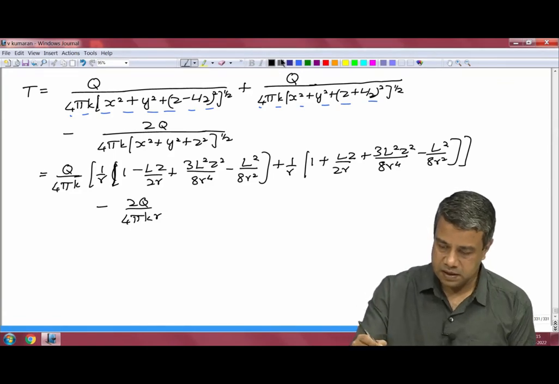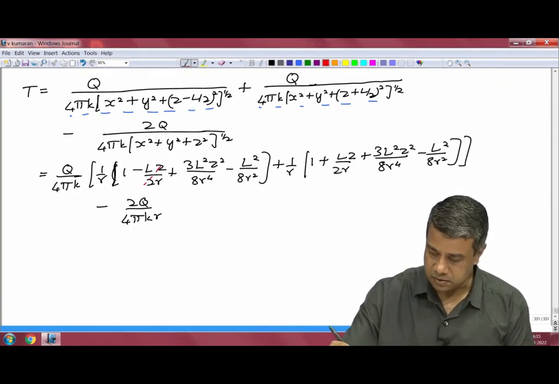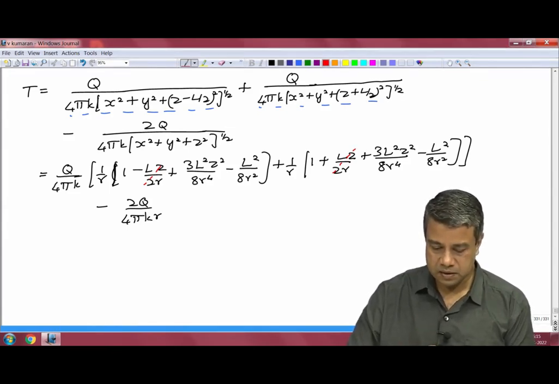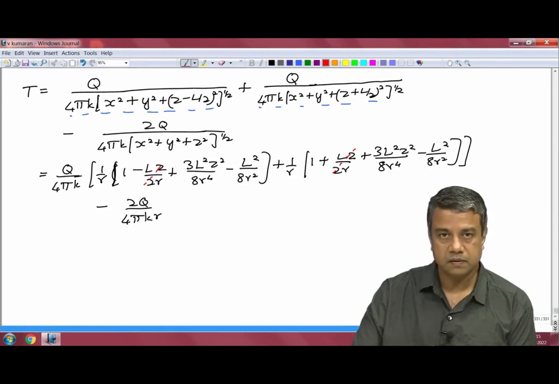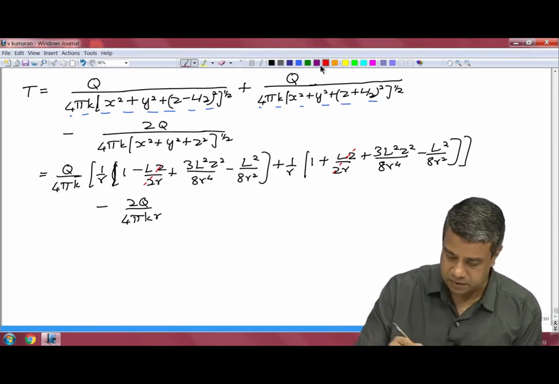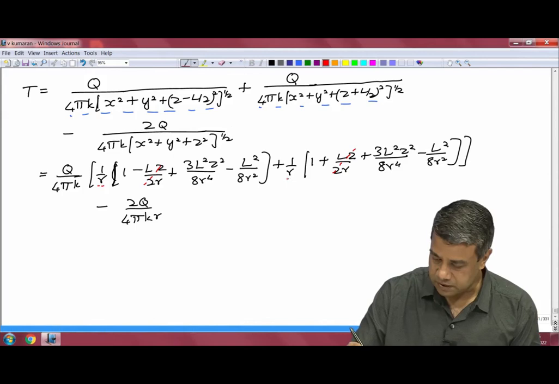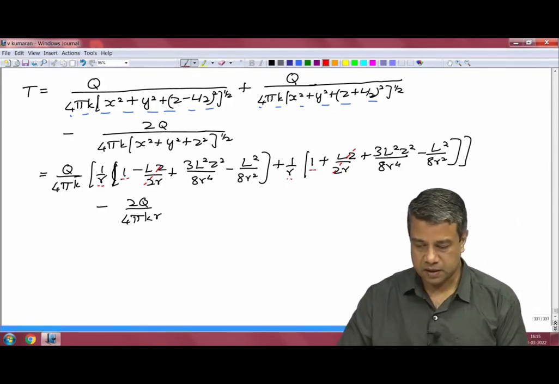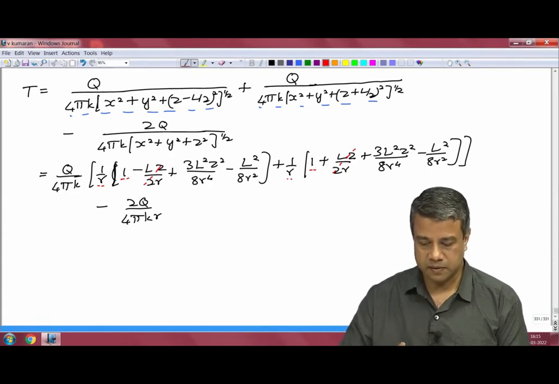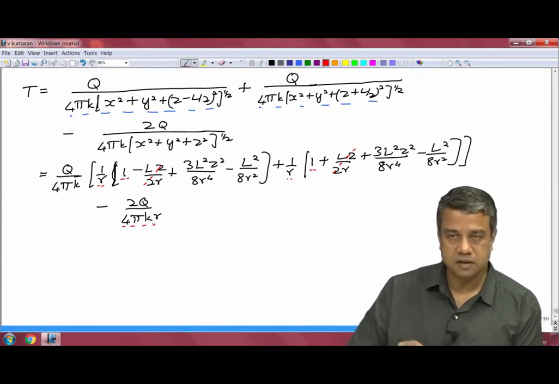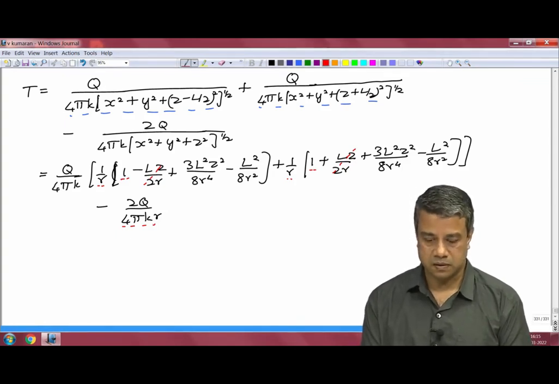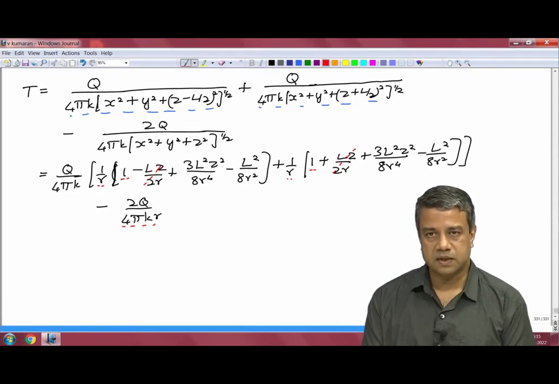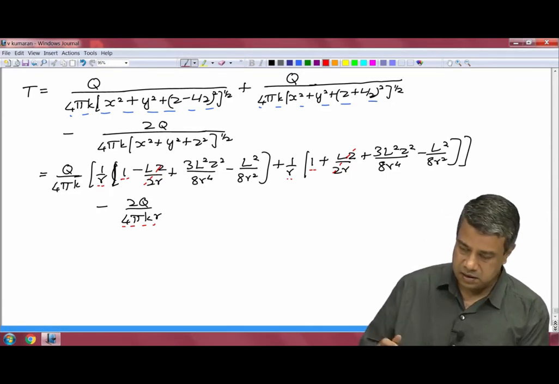You can see that this Lz term here cancels out between these two. And the leading order term is q by 4 pi k r for the first. So, this first 1 over r term, into 1, is just equal to q by 4 pi k r. Second term is also q by 4 pi k r and the third term is minus q by 4 pi k r. So, those sum to 0. And what I am left with is only the terms that are quadratic in z.